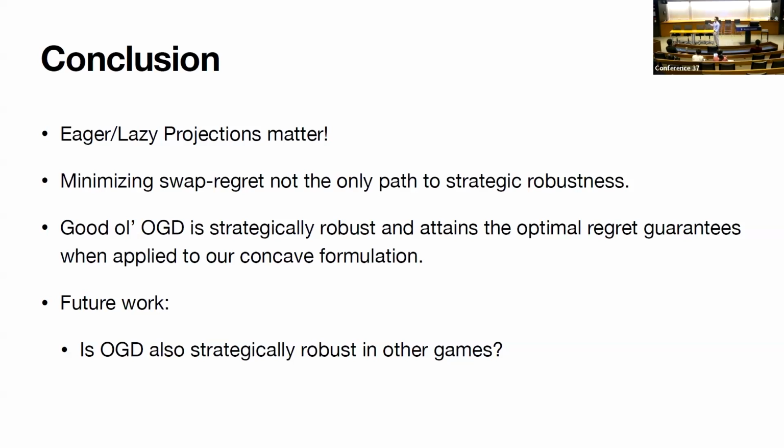And we're excited about this gap in the literature, where in a lot of problems people have gone directly from showing that FTRL is bad or mean-based algorithms are bad, directly to let's come up with some other notion of swap regret and minimize that. That could be broken up by studying online gradient descent, which may turn out to be strategically robust in other problems as well.